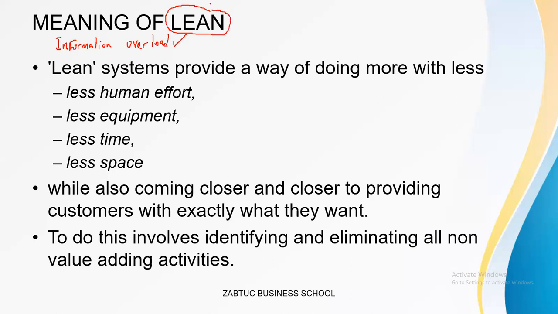Now, the concept of lean is not only in information systems. Actually, you may have noticed that we talk about lean overall in manufacturing. We want lean manufacturing systems, they are more efficient. But in the context of our discussion, applying that to what? Information. Lean systems provide a way of doing more with less. And I'm sure all of us would want to do more with less, isn't it?